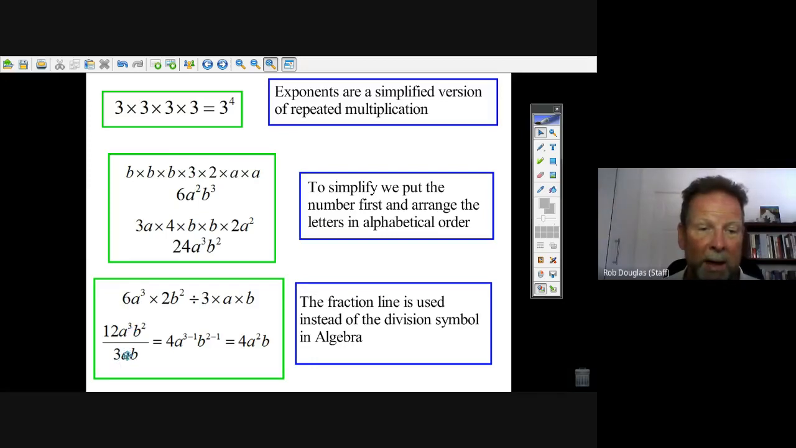And then a cubed divided by a to the 1st power. One of those a's cancels. And remember the law of exponents, you go 3 minus 1 gives you a squared. b squared divided by b, 2 minus 1 gives you b to the 1. One of the b's cancels here.